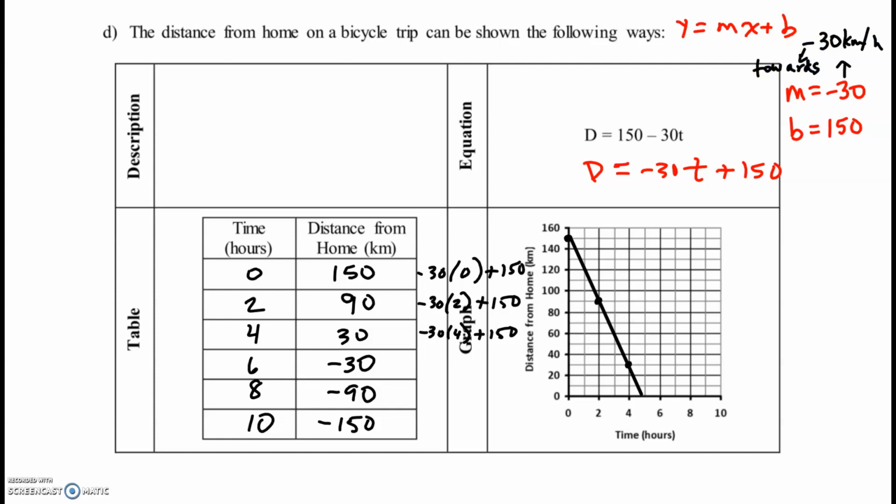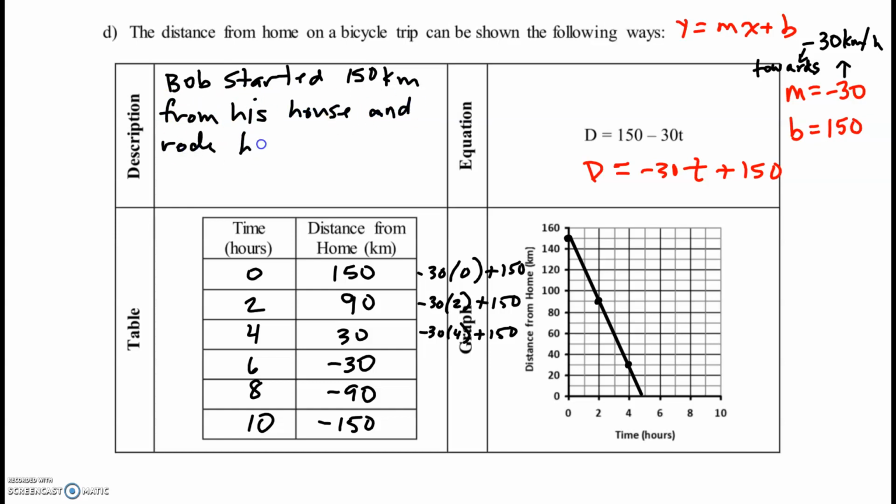So in our description, let's call this person Bob for Bob's bicycle trip. So Bob started 150 kilometers from his house and rode his bike 30 kilometers per hour toward home. So because I have that toward in there, that tells us that negative.